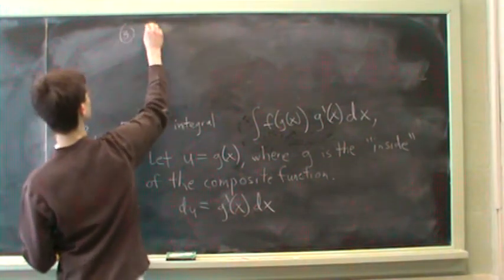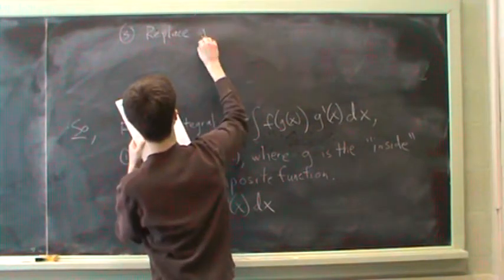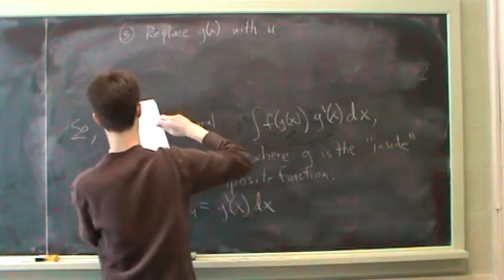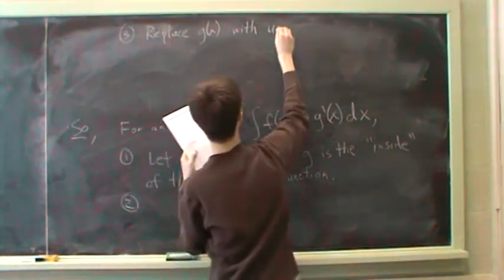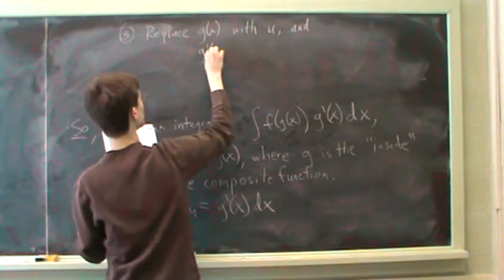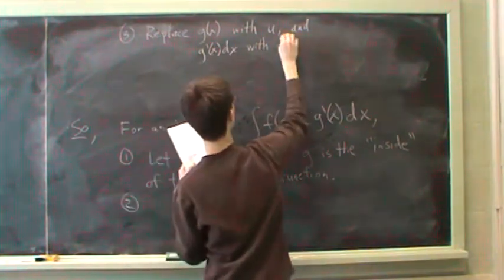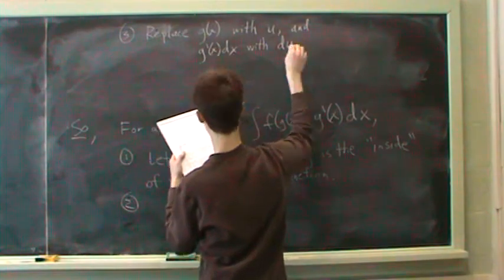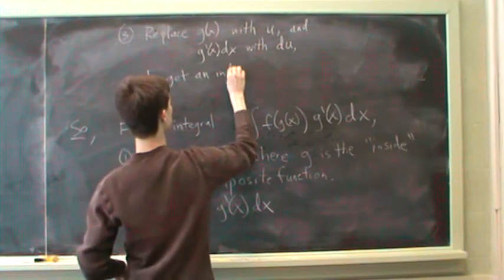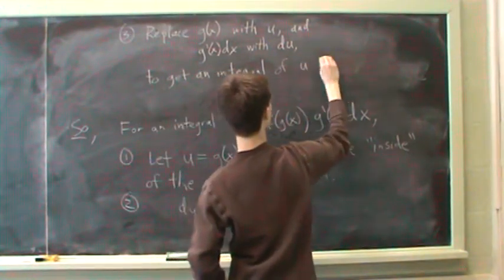Now, what we do is we're going to replace g of x with u, and g prime of x dx with du, to get an integral of u only.